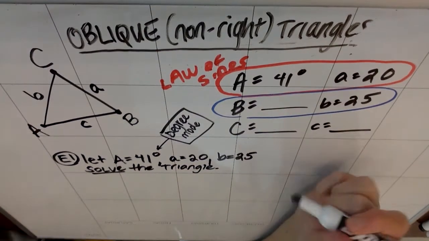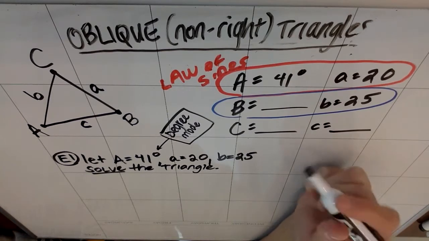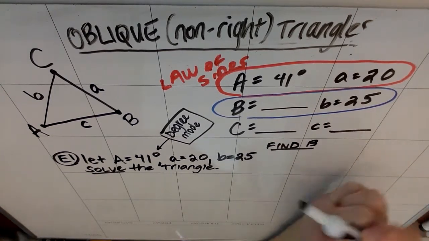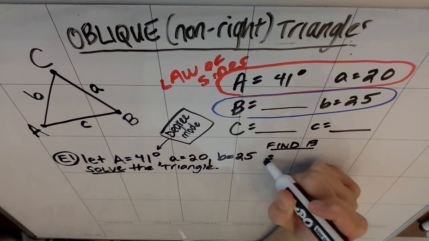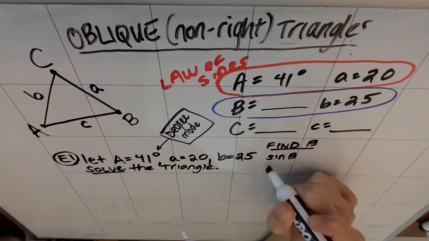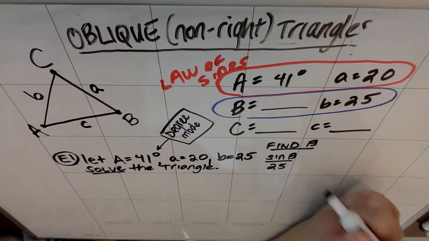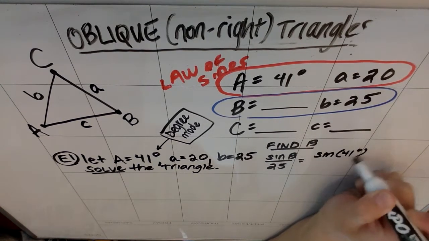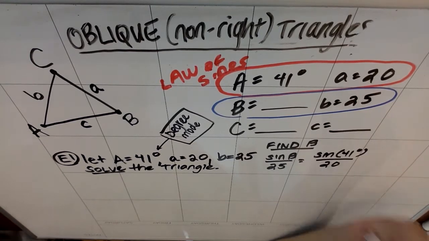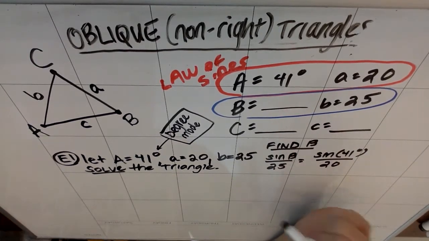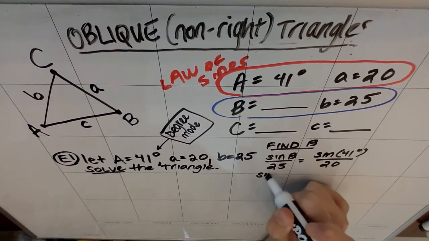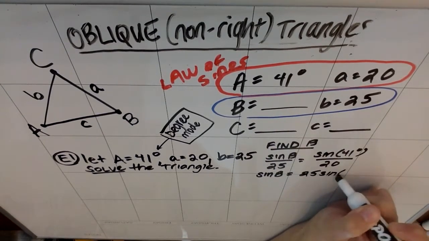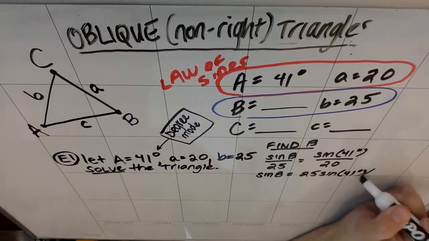So the first thing I'm going to do is I'm going to find big B, right? And in order to do that, I'm going to say that the sine of big B, which is the thing I don't know, over little b, which is a 25, equals the sine of 41 degrees, which my calculator will be able to give me, over little a, which is a 20. I'm going to solve for big B by multiplying the 25 over, so I'm going to get sine of big B is 25 sine of 41 degrees divided by 20.